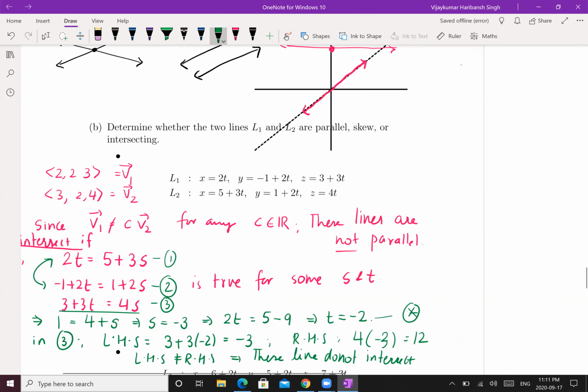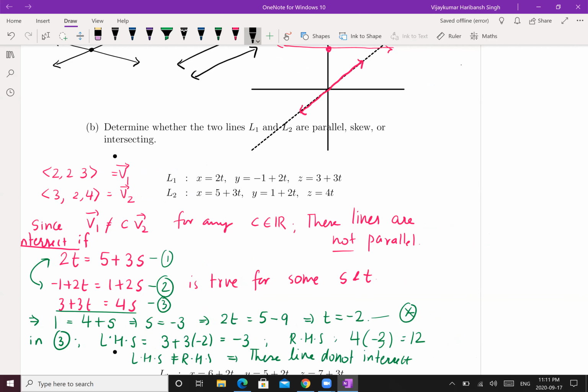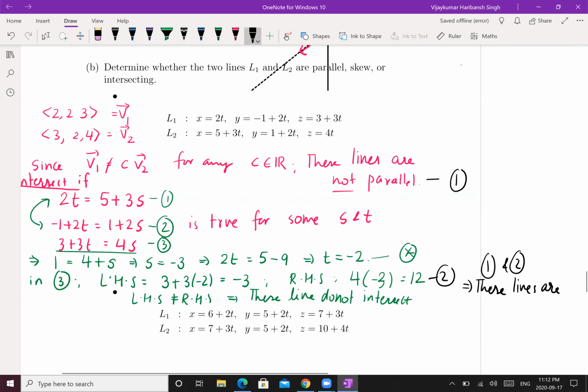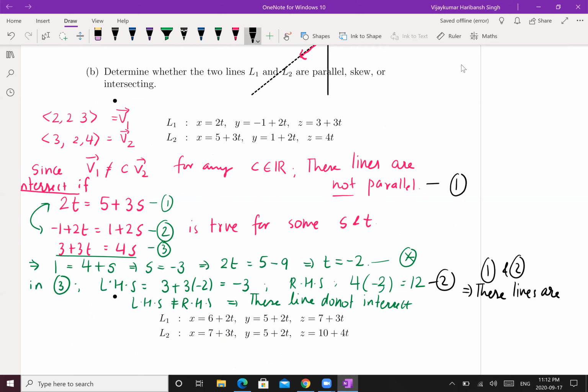And then hence from 1 and 2, these lines are skew.